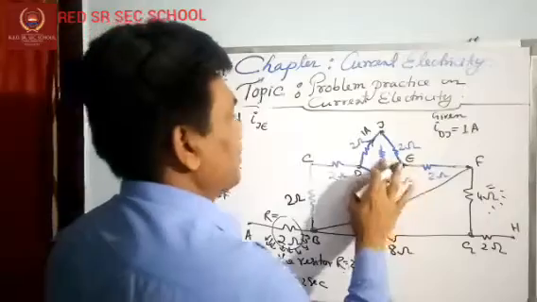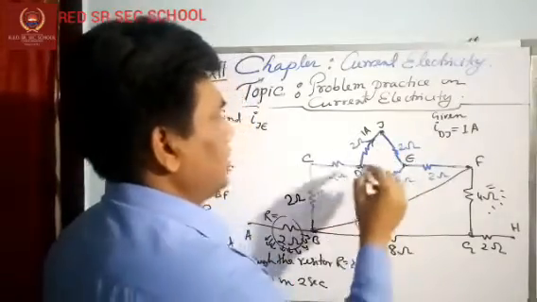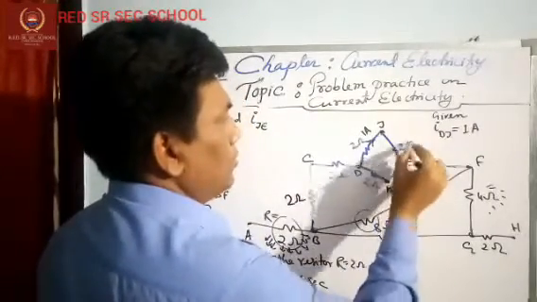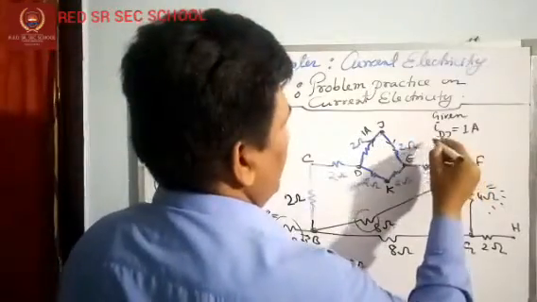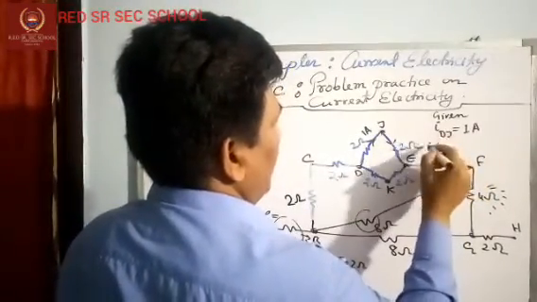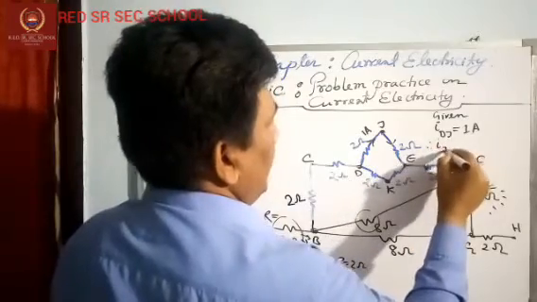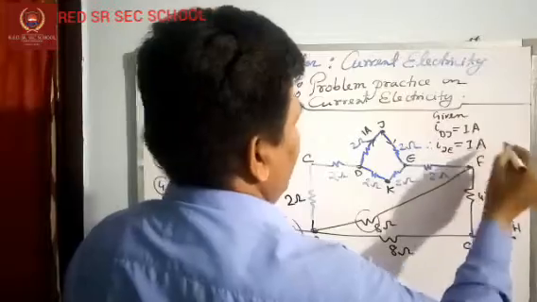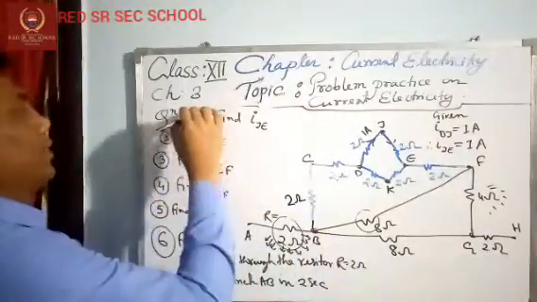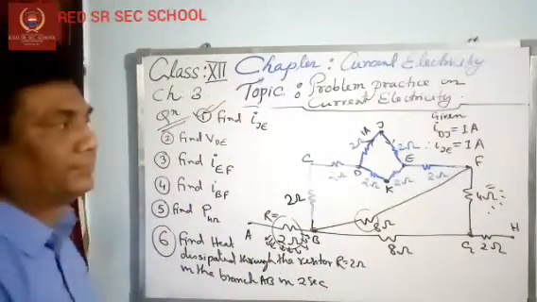It is 0. So as no current passes through this, that 1 ampere must flow through the 2 ohm itself. Therefore, current through JE equals 1 ampere itself. It means one question is understood.